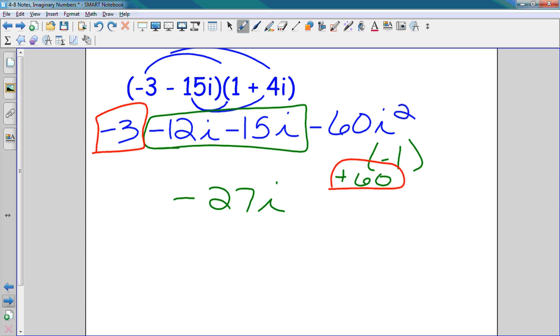You done? Does everybody see where I got that? I took negative 60 times negative 1 and got positive 60. Combined 60 and negative 3 and got 57. Negative 12i minus 15i is negative 27i. It's a complex number. This is my real, this is my imaginary.